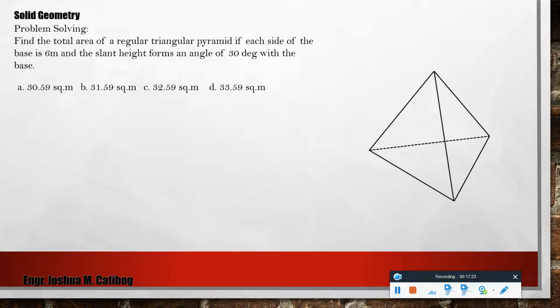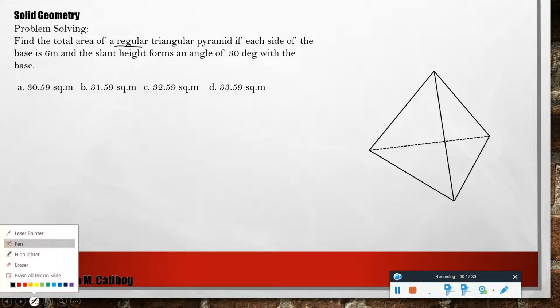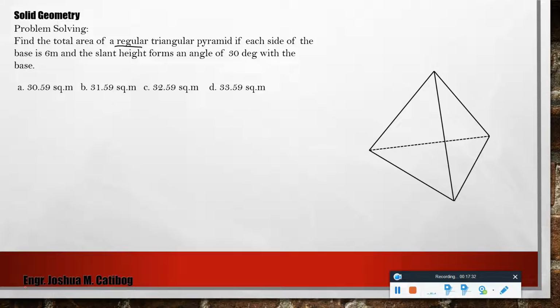Okay, so find the total area of a regular triangular pyramid. So again, regular triangular pyramid. So, let me change the color of my pen. So, if each side of the base is 6 meters. Sir, 6 meters daw po ito. 6 po ito. So, when we say regular triangular pyramid, so automatic po ang base po natin is an equilateral triangle. Okay? So, ito po itsura niya. Ayan. So, let's say ito po ay equilateral with a side of 6, 6, and 6. This is our base.